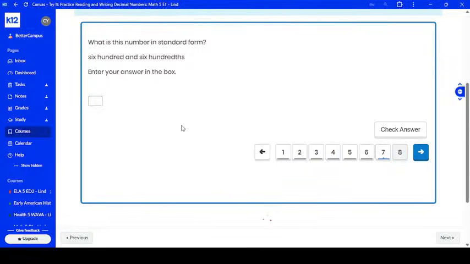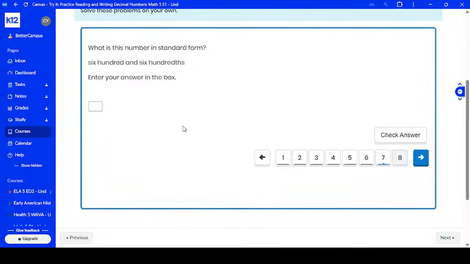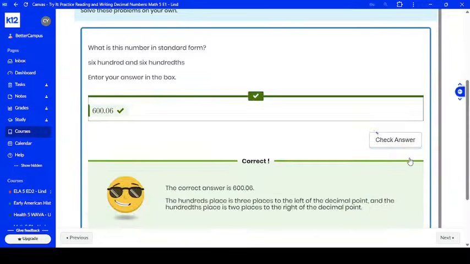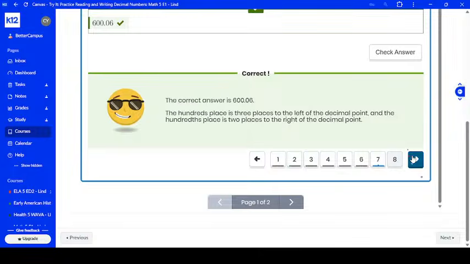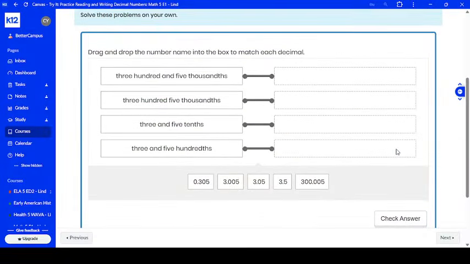What is the answer? 5 seconds to put it in chat. 5, 4, 3, 2, 1. The answer is 606 hundredths. That is the correct answer.